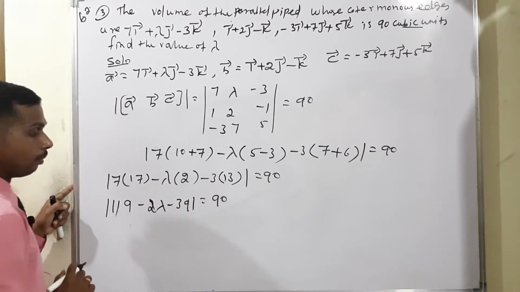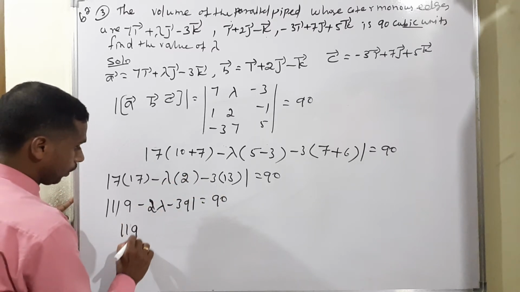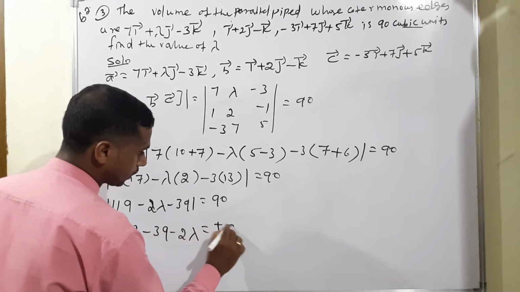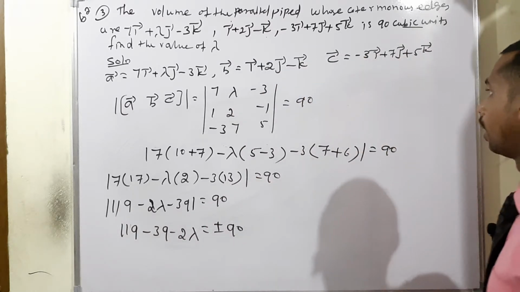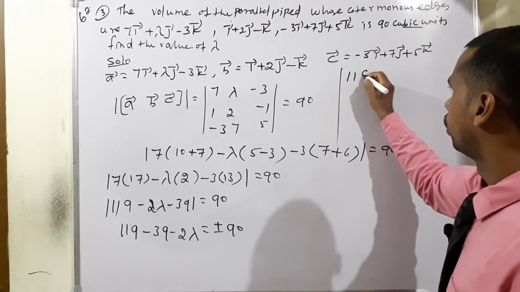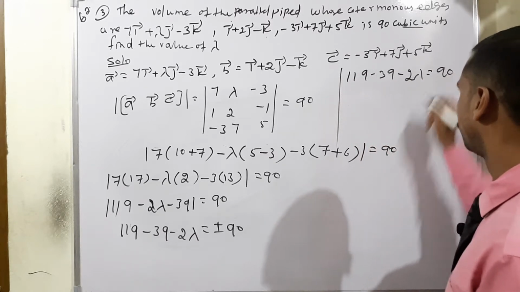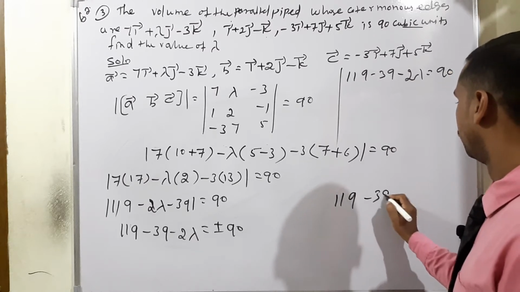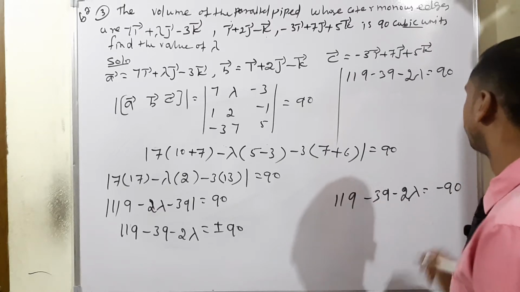If you remove the modulus sign, we get the plus or minus sign on the other side, isn't it? Therefore 119 minus 39 minus 2 lambda is equal to plus or minus 90. We have to divide into two cases: one positive 90, another negative 90. First condition, positive 90: 119 minus 39 minus 2 lambda is equal to positive 90. The second condition: 119 minus 39 minus 2 lambda is equal to negative 90.